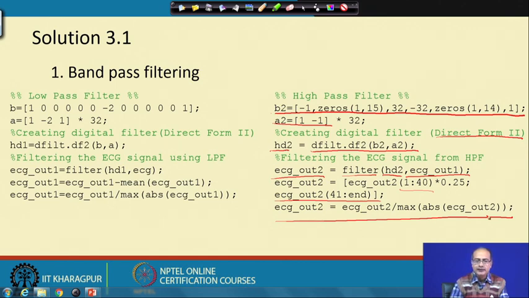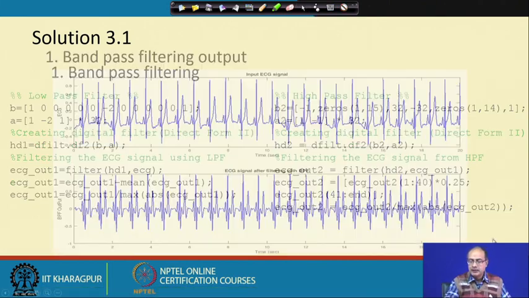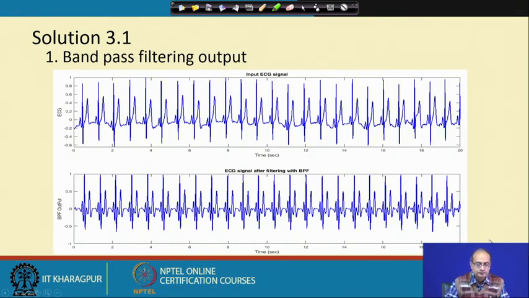So, we are not doing the mean subtraction, though if you do that, there is no harm in it. That is not required, so that is not applied here. Okay. So, now let us move forward and see how the outputs will look.